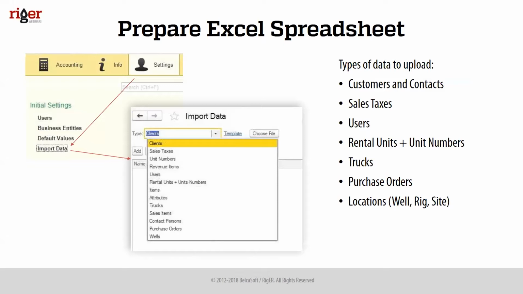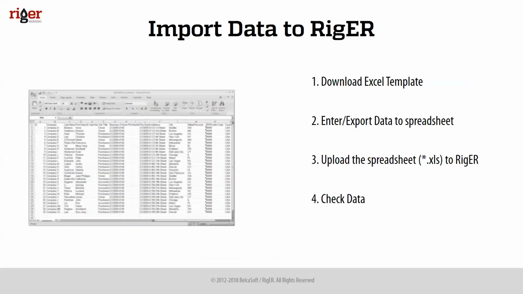filled in spreadsheet. The critical point here is just to keep with the XLS format of the file, because RigER works with this format of the file. So please keep going with XLS files and upload it to RigER, because if you save it in a different, for example, the new format like XLSX, RigER will not recognize this file.